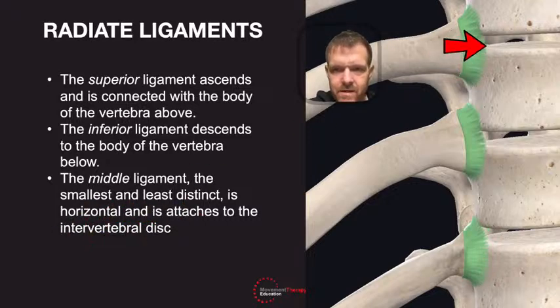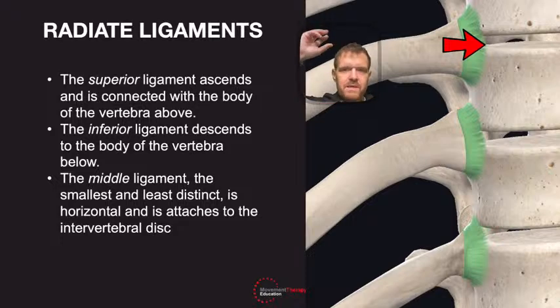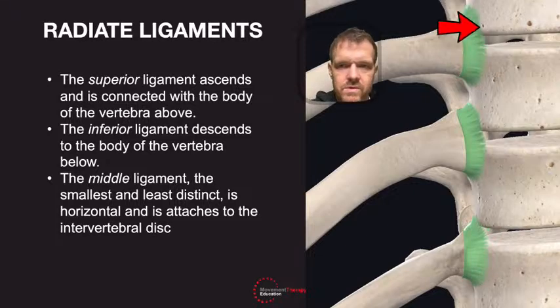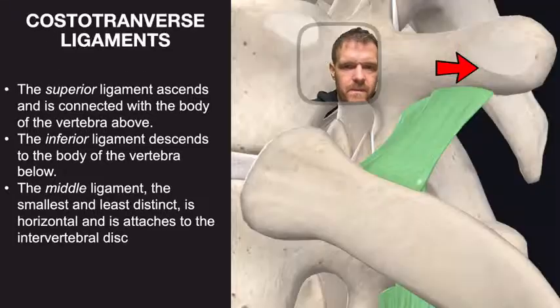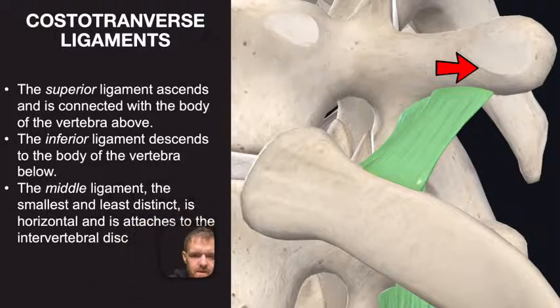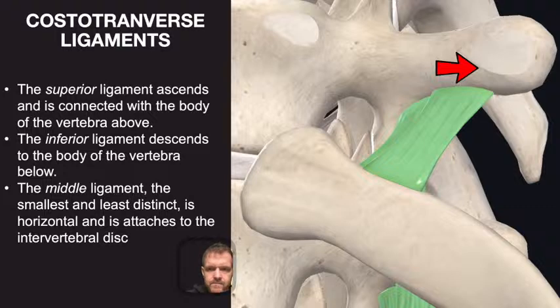So that bit goes that way, okay? Hence radiate, like sunbeams, it's radiating out and then attaching onto the vertebra, okay? Then the only other one we've got, and I'll show you a video of these in a sec, is this one. Now you should be able to hopefully work out the name for this, based on what it's called. So we've got, that should be transverse rather than transverse.